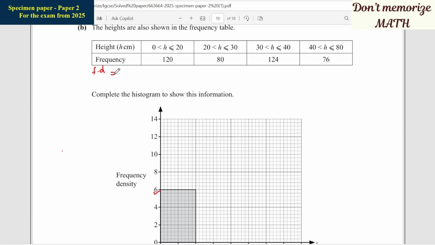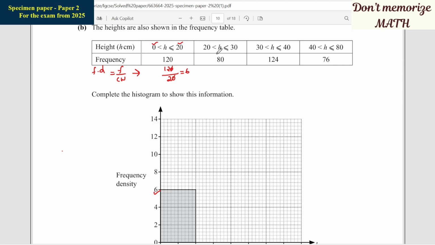Okay, so frequency density is frequency over class width. So for the first one, frequency is 120 over class width is 20 minus 0. 20 minus 0 is 20. So cancel the 0. 12 over 2 is 6. So we already got 6 here. So no problem, you can move with the same method.